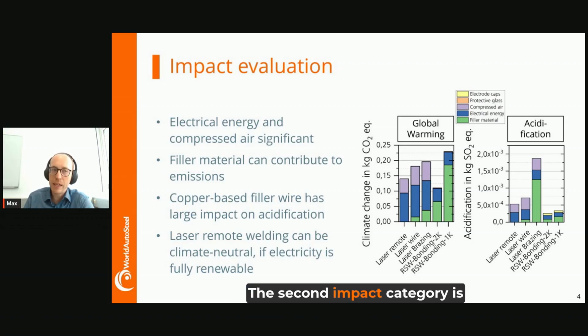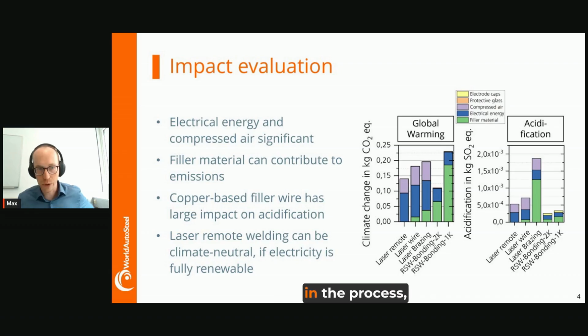The second impact category is for acidification, and I chose this one here because it makes a great point about the filler wires and the materials you use. We see that the processes are relatively similar, but only laser brazing stands out in terms of acidification. And this is because we use copper filler wire here, and copper releases relatively large amounts of acidic material during extraction. So here we're seeing really the impact of one change in the process, changing from steel or from an adhesive to a copper-based filler wire.